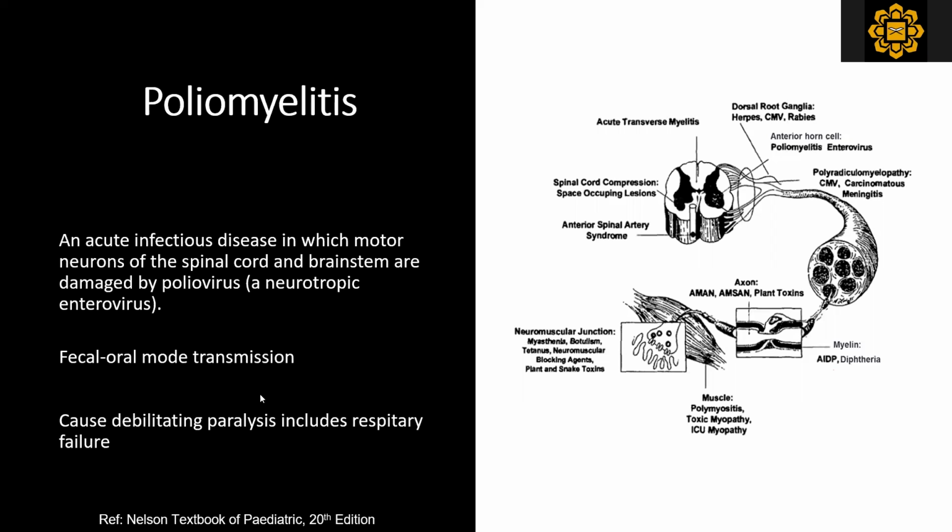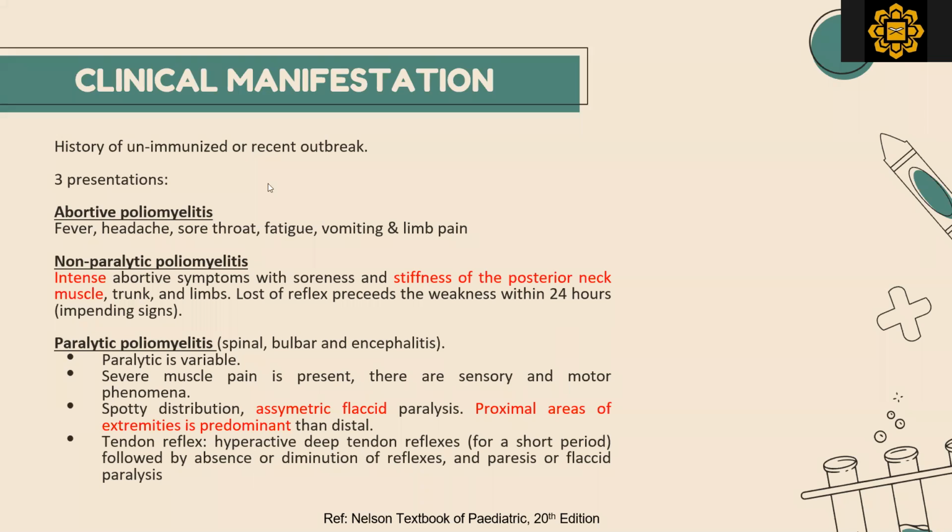So I think this one, the transmission is fecal oral. We would like to emphasize the fecal oral. Sometimes it is respiratory, right? So I think we need to take note of this. It is fecal oral. That's why we order for viral isolation. It can cause a debilitating paralysis, including respiratory failure. So the pathology is here, motor neuron. So the manifestation, patient might have not completed the immunization schedule.